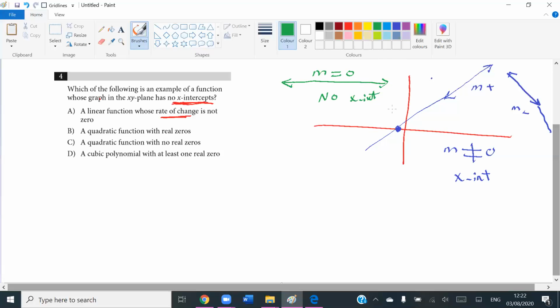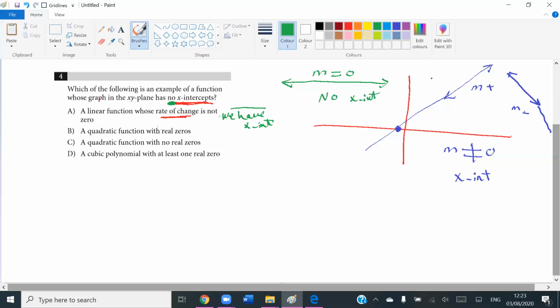Okay, so for this linear function whose rate of change is not 0, we have an x-intercept. As we said, if m is positive or negative, we have an x-intercept. But if m is 0, we don't have an x-intercept. So this answer is wrong, so be careful. In the question, you are asked to find the graph with no x-intercept. So the first answer is incorrect.